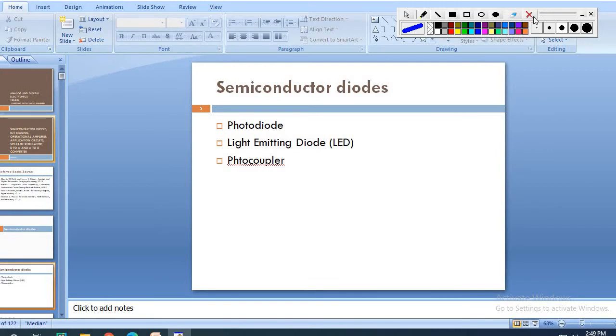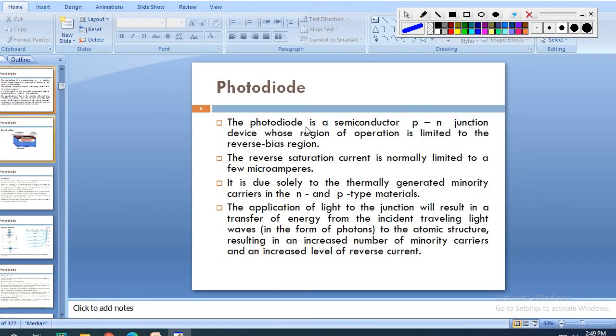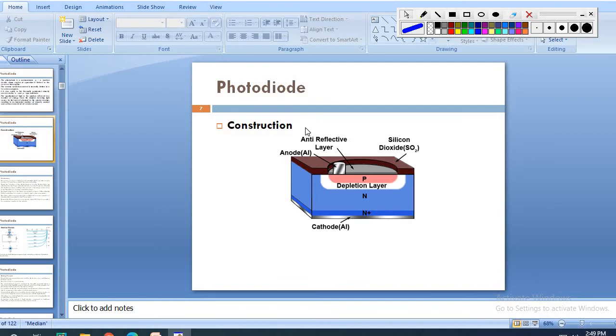Okay, the photodiode. Come to this slide: construction of the photodiode and how it works. Before going to this, the photodiode is a light detector semiconductor, and it converts light energy into electrical current.